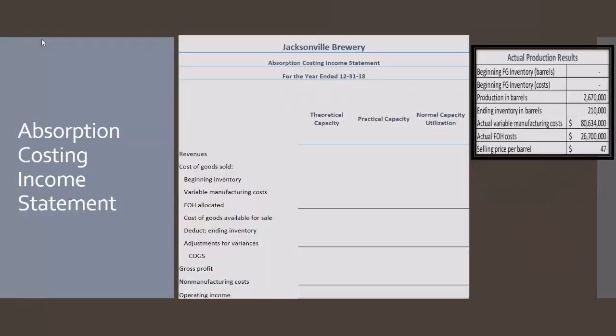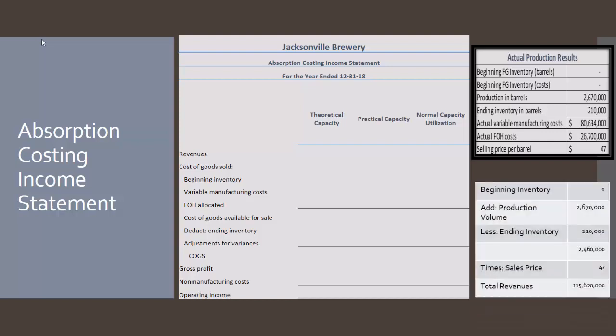So, the absorption costing income statement that we have here. We're going to figure out what we will report as operating income if we chose each one of these different capacity denominators. So, let's start with our revenues.